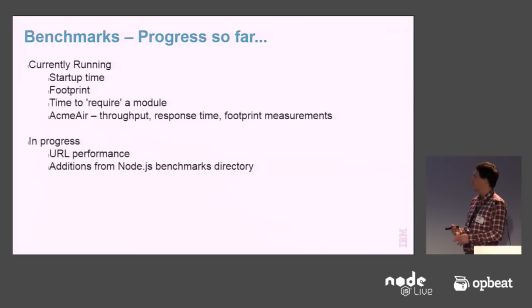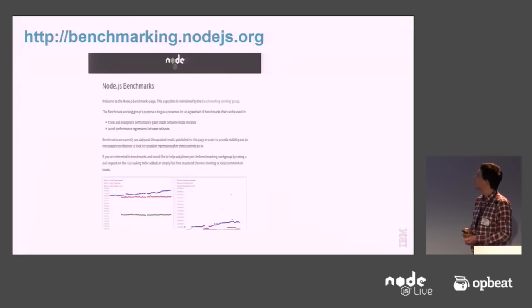So we've been looking at things such as throughput, response time, and various footprint measures as well, which we've been taking once Node started up, but before we start driving load, and also after we've been driving load for a while, to see how Node scales once it's been doing some work. We've got a few other benchmarks in progress. So we've got some that have been written to look at the performance of the URL module. And we're also looking at grabbing some of the benchmarks which are in the Node.js benchmarking directory and running those more regularly and being able to graph the results.